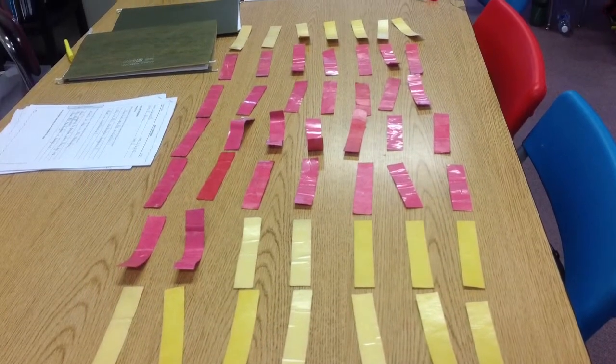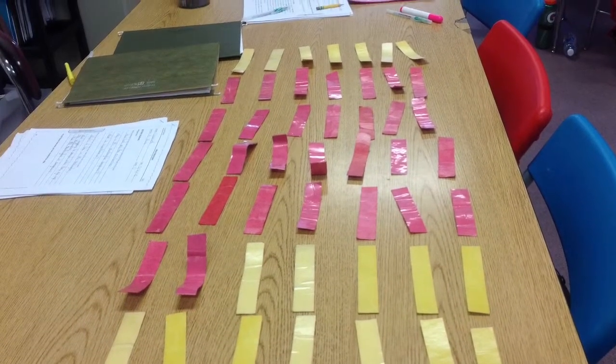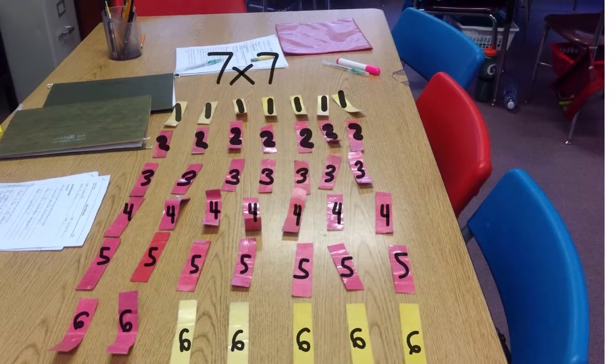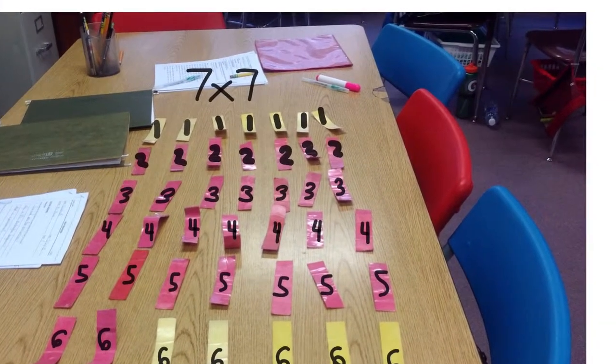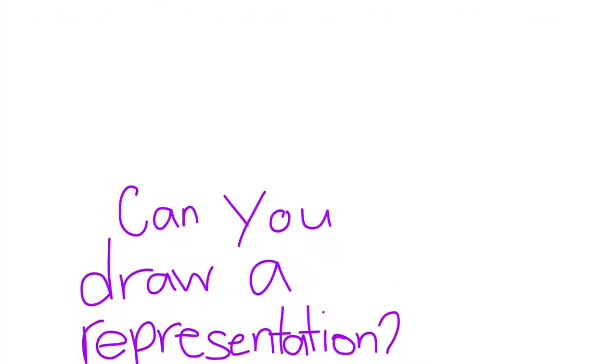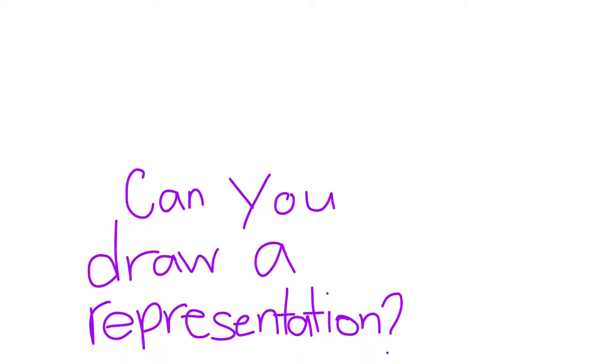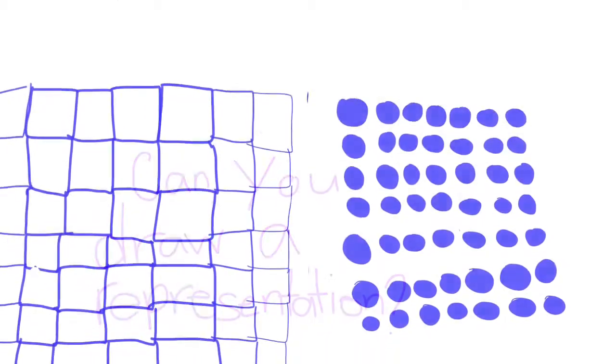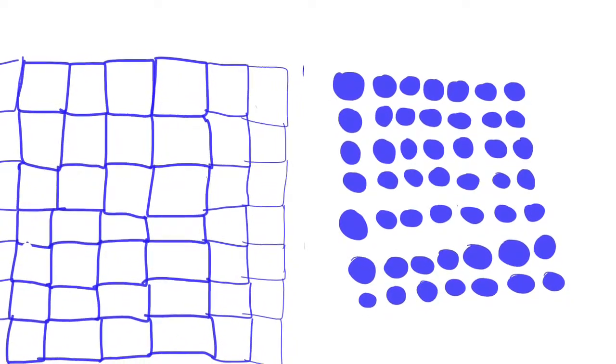This is 7 groups of 7. Here are the groups. There are 7 groups of 7 lunch sticks. Can you draw a representation of 7 times 7? Please pause your movie and draw. This is a representation of 7 times 7.